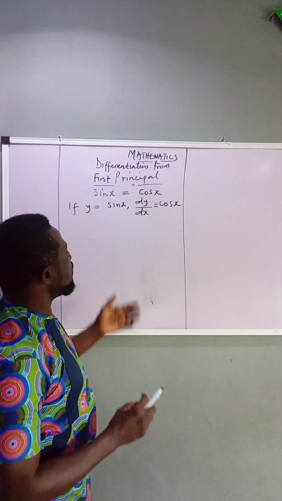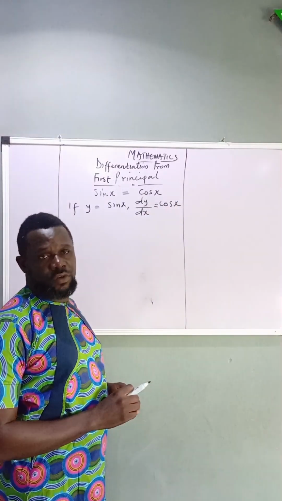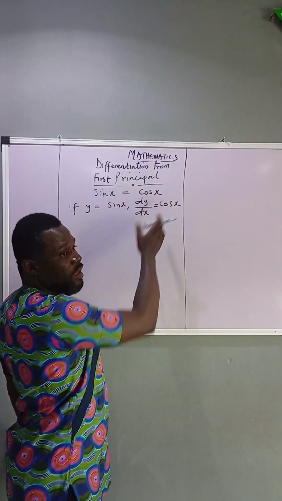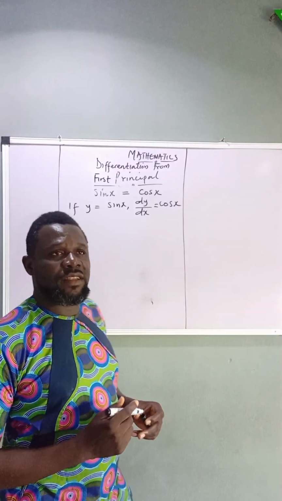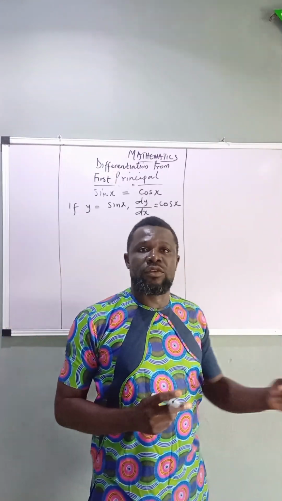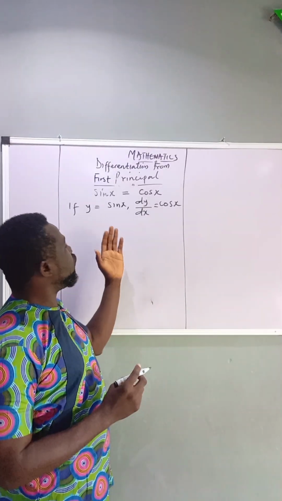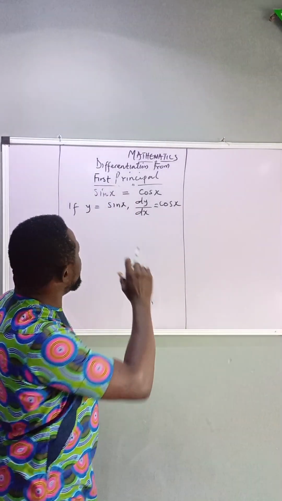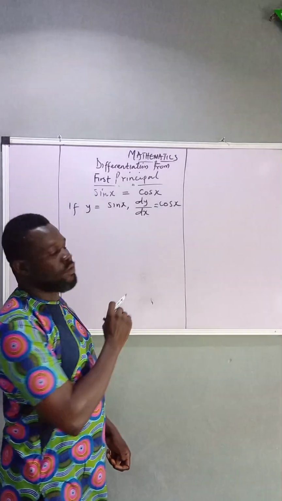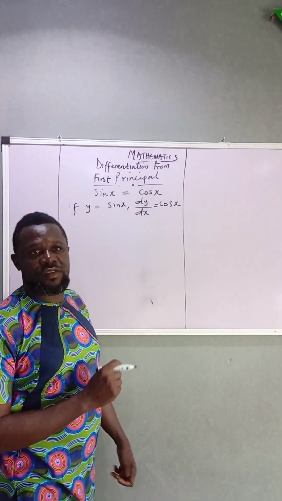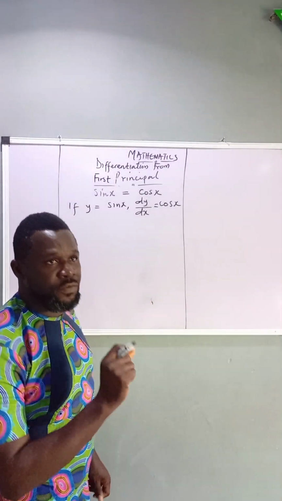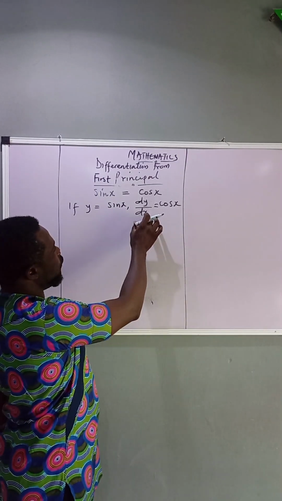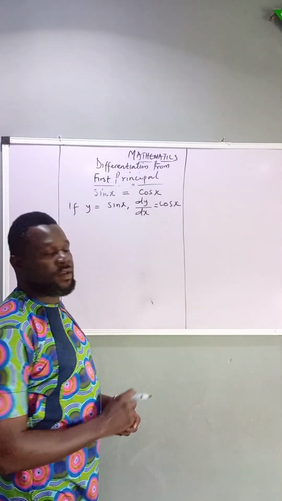We are told that if you differentiate sine x, you get cos x. But to many, this is an assumption. They don't know how sine x became cos x. They just assume that if you differentiate sine x, you get cos x. But today, I'll be showing you using the first principle to differentiate sine x so that you will see how we come about cos x. So this is more or less a proof that if y is equal to sine x, dy dx is equal to cos x. Let's see.